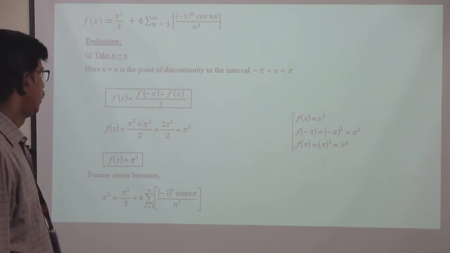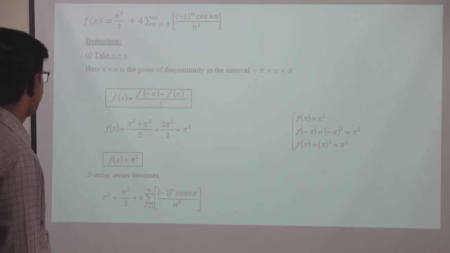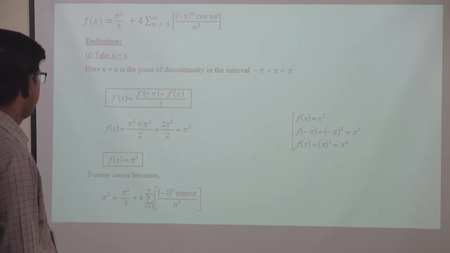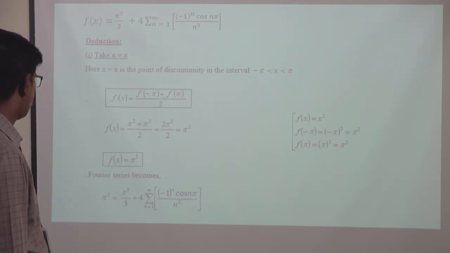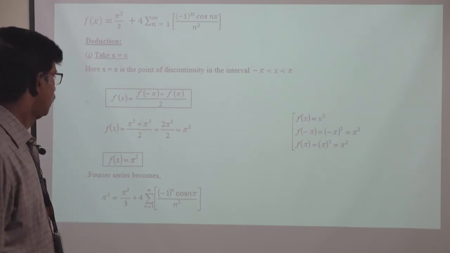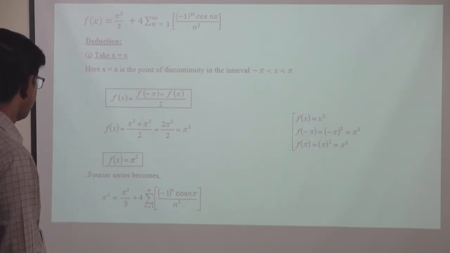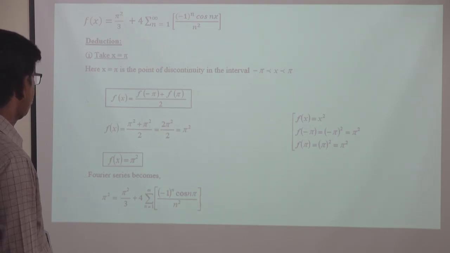upper limit by 2. We have to substitute the lower limit and upper limit in the function, then it will become f of x equal to pi square plus pi square by 2, that is equal to 2 pi square by 2. Therefore the value of f of x is equal to pi square. Now we can substitute this pi square in the Fourier series that we have got. So the Fourier series becomes pi square is equal to pi square by 3 plus 4 into summation n equal to 1 to infinity minus 1 power n into minus 1 power n into cos n x by n square.